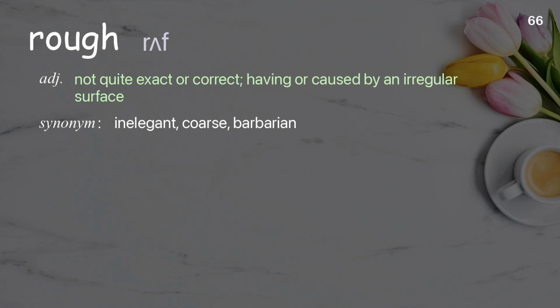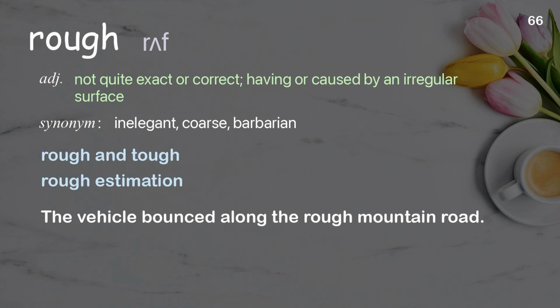Rough. Not quite exact or correct; having or caused by an irregular surface. Examples: Rough and tough. Rough estimation. The vehicle bounced along the rough mountain road.